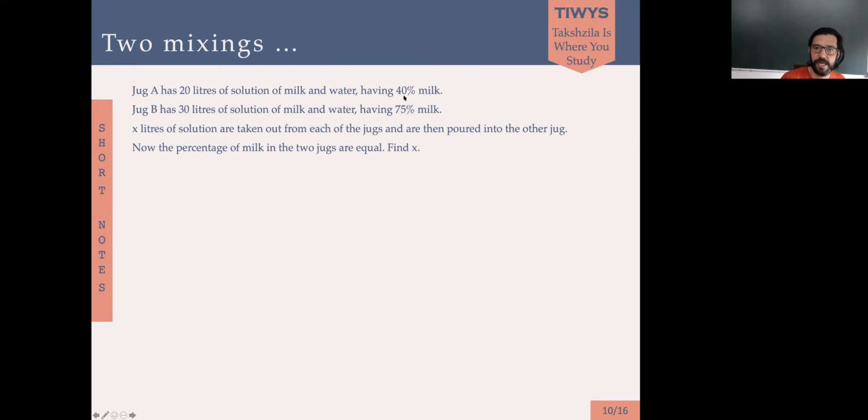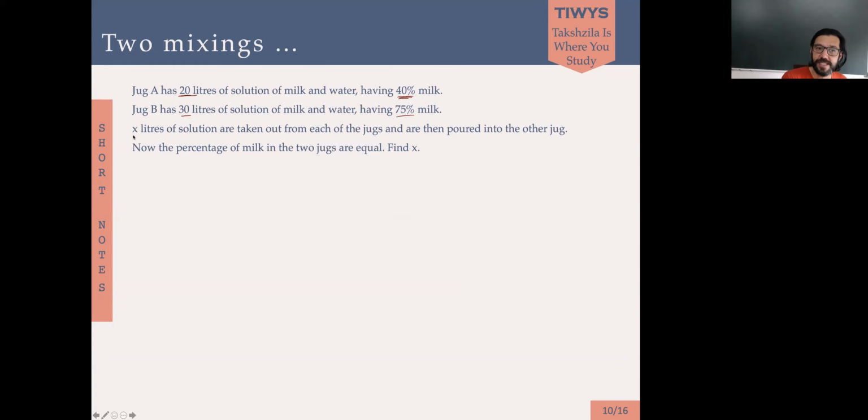Jug A has 20 liters having 40% milk. In fact, all the values are also very easy. I never asked you to focus on the values now, but think about it: 40% of 20 is 8 liters, all values are easy. Jug B has 30. So you have V1, you have V2, you have milk 1, milk 2.